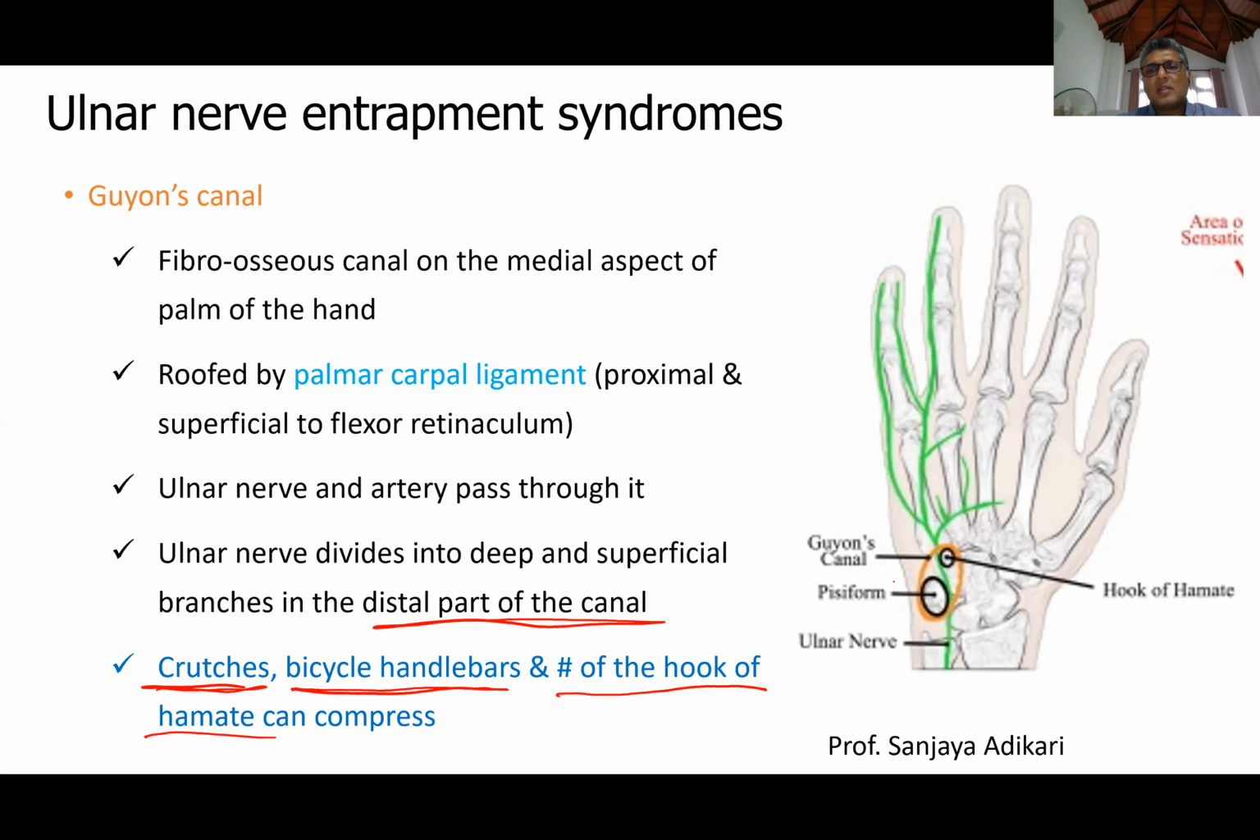And even if there is a space occupying lesion here for some reason, again it can cause compression of the ulnar nerve in the Guyon's canal. So that is the second variant of the ulnar entrapment.